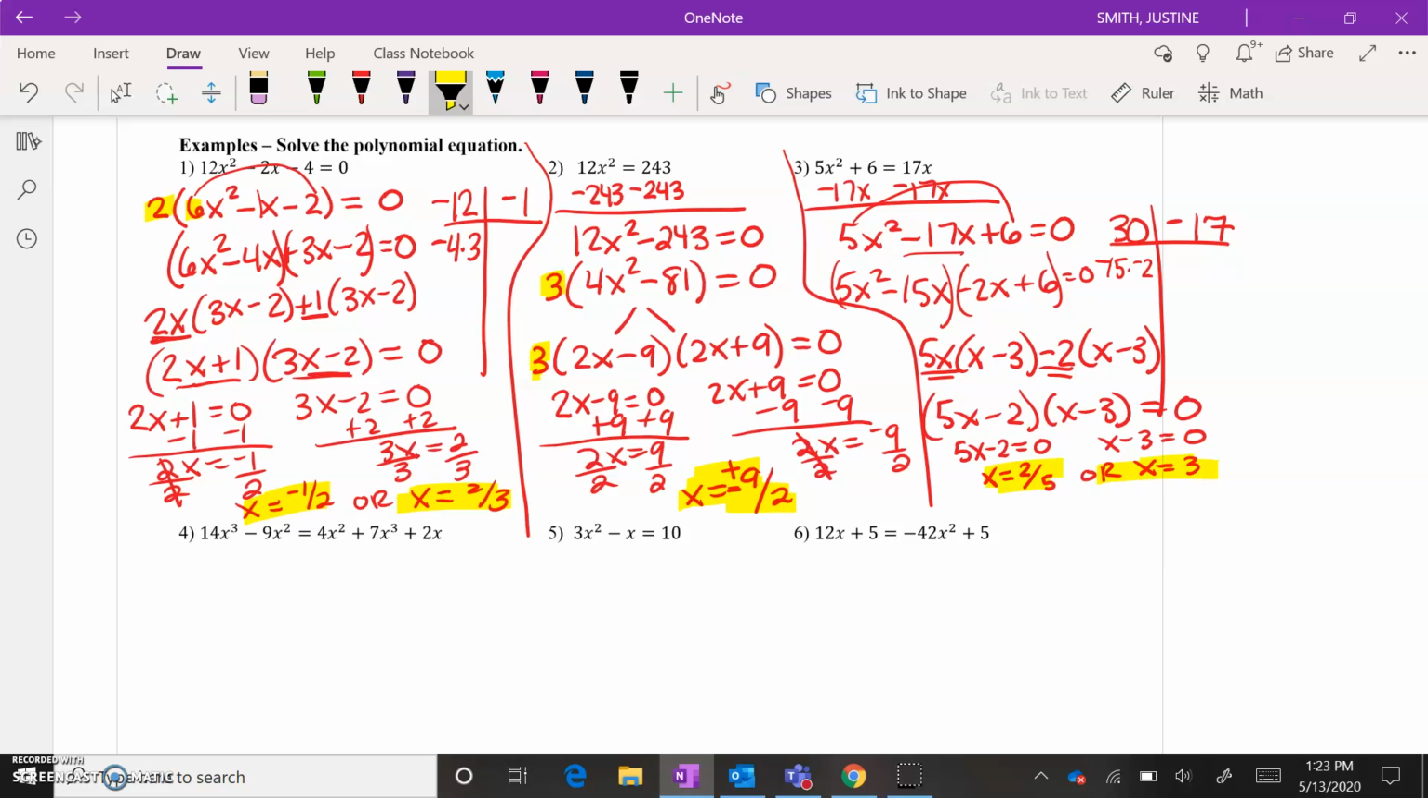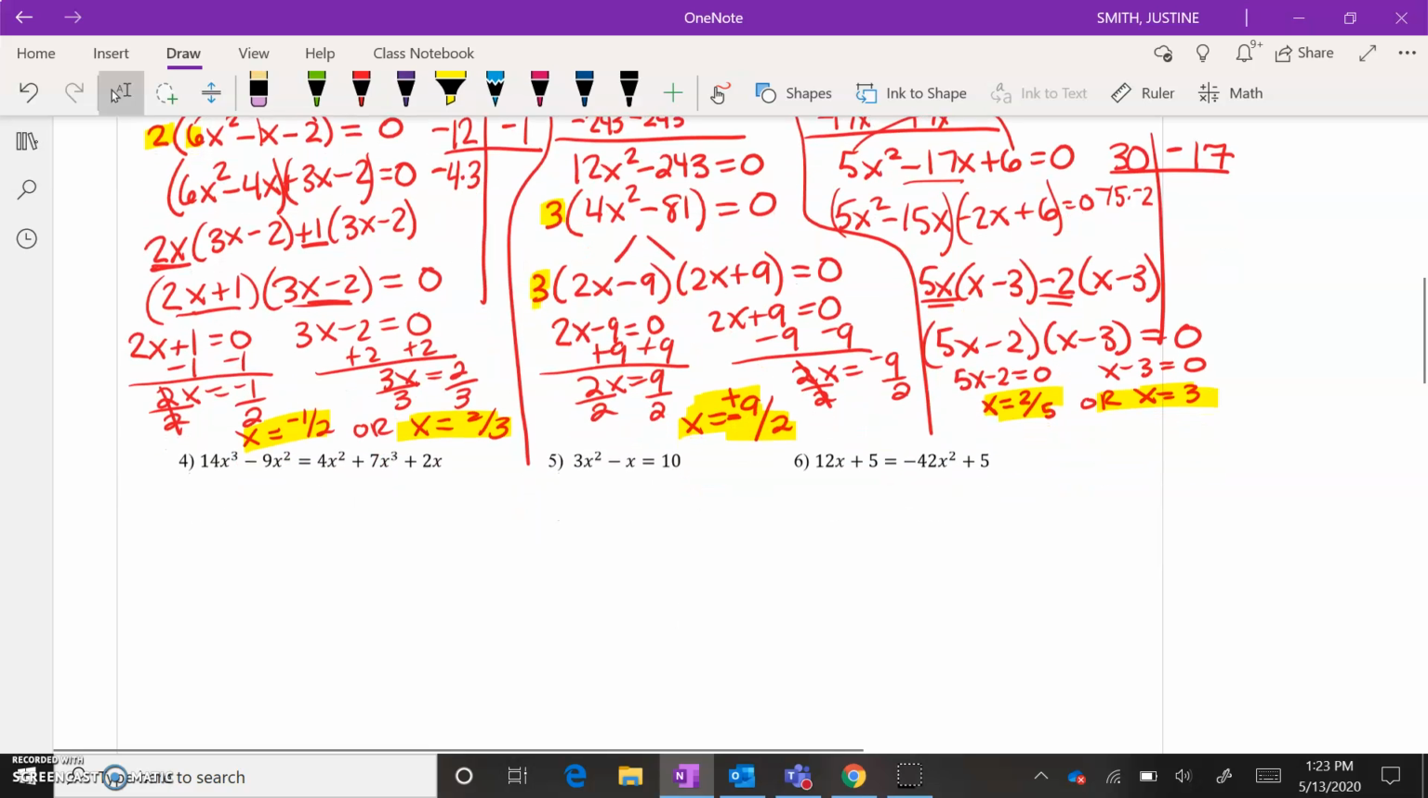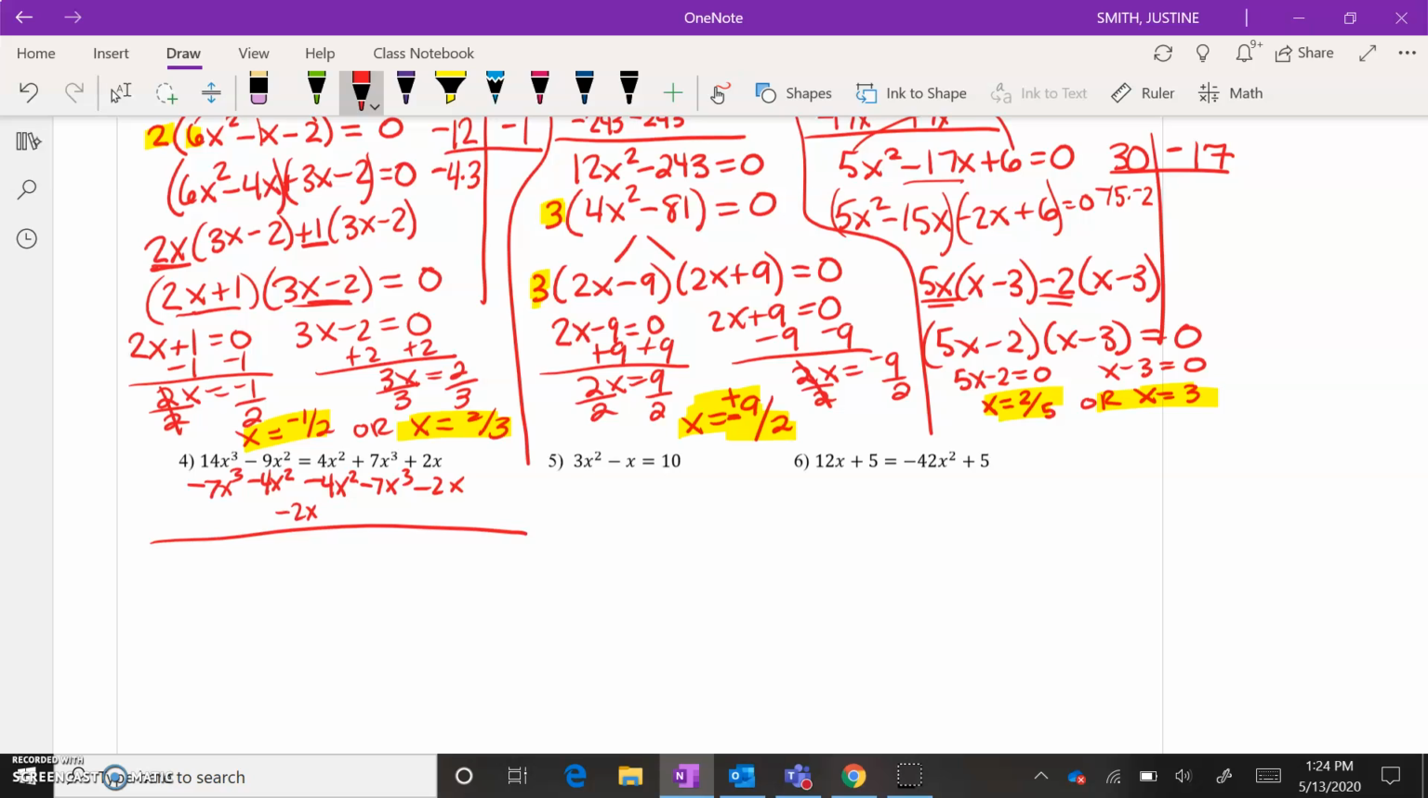All right, number 4. This looks like a good one. So again, first thing we want to do is set it all equal to 0. Okay, so we're going to subtract the 4x squared from the 9x squared. We're going to subtract the 7x cubed from the 14x cubed and subtract the 2x on both sides. Okay, so this gives us 7x cubed minus 13x squared minus 2x.